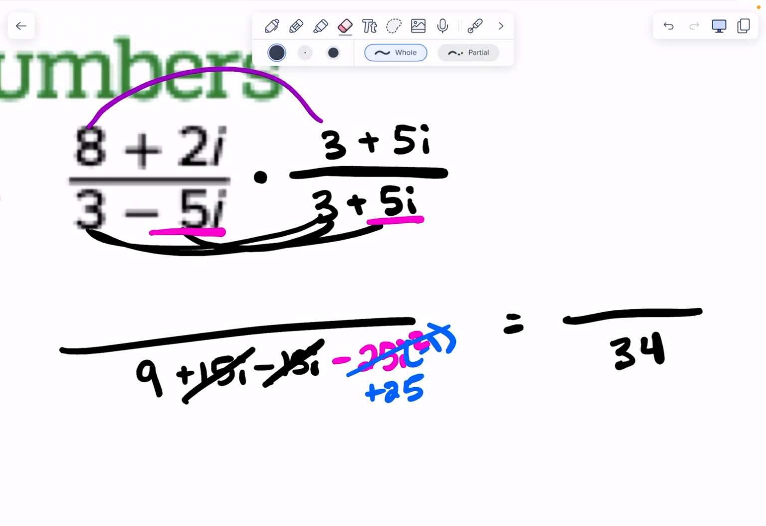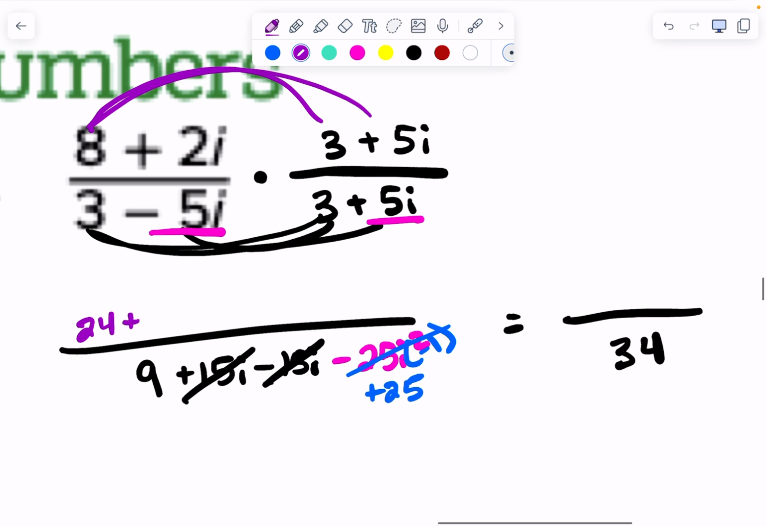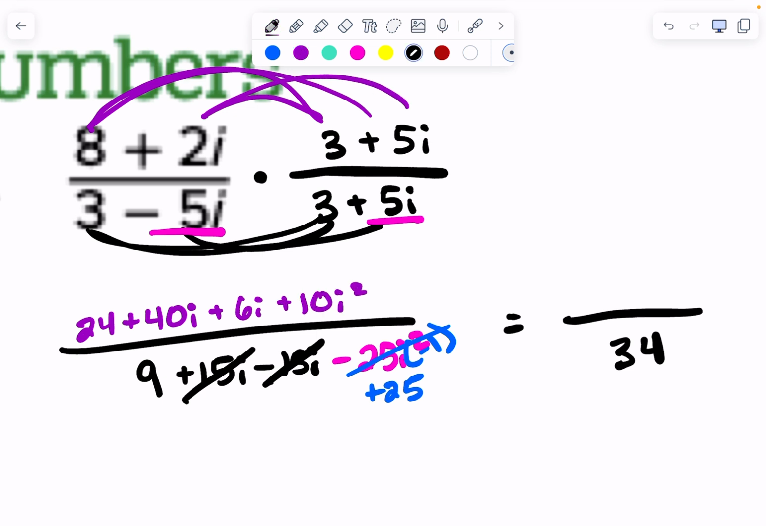So I have 8 times 3 is 24. 8 times 5i is plus 40i. 2i times 3 is plus 6i. And what's 2i times 5i? Plus 10i squared. But i squared is negative 1, so that's going to become minus 10. All right, now let's put stuff together. 24 minus 10 is 14. And 40i plus 6i is 46i. It's divisible for sure by 2.